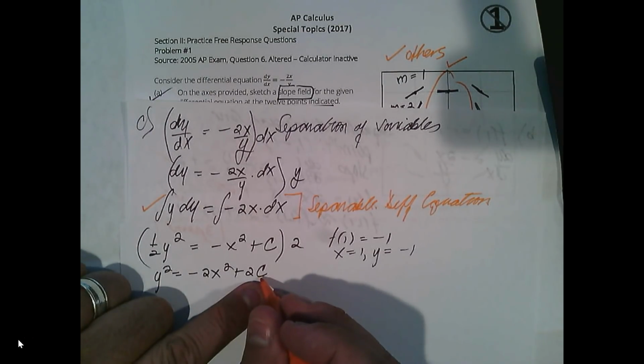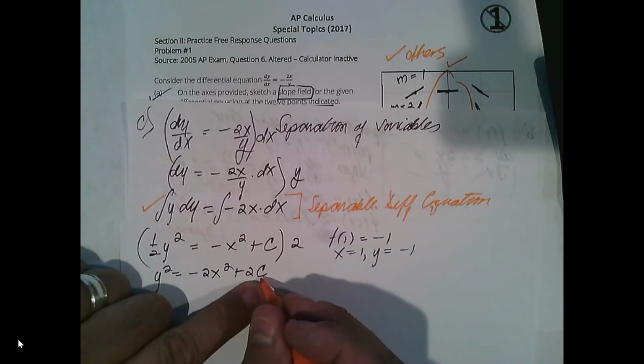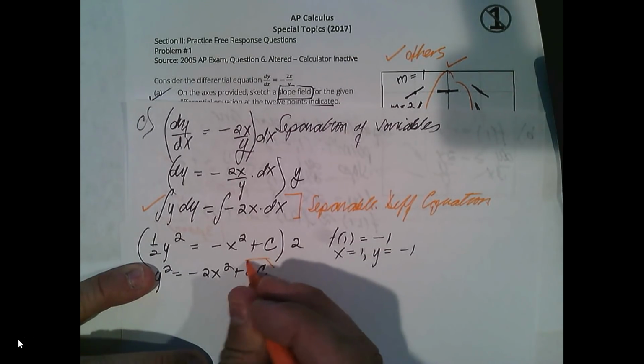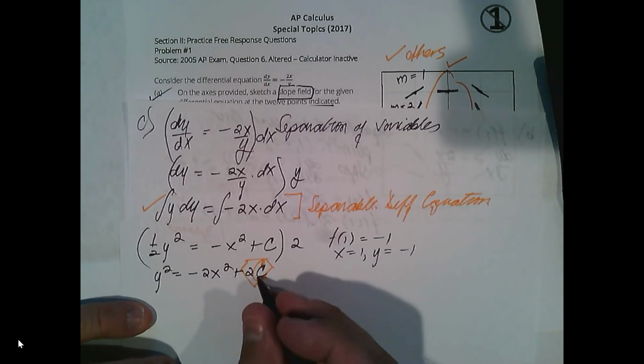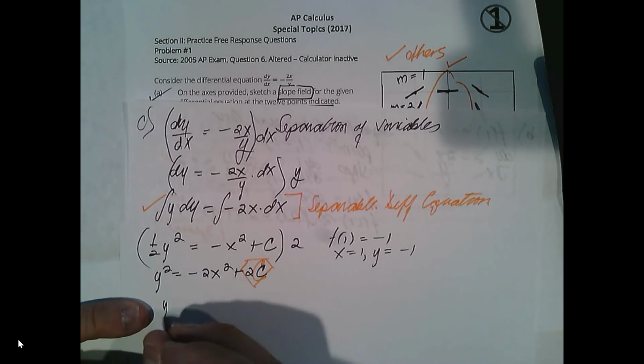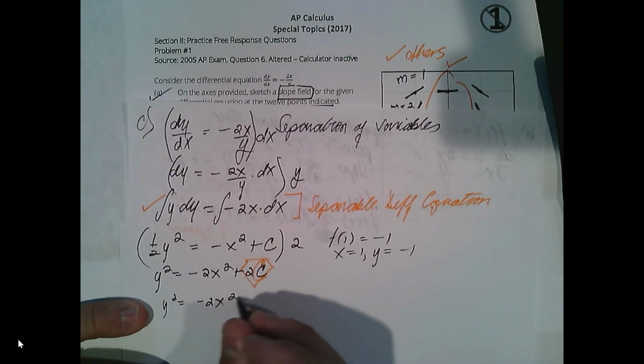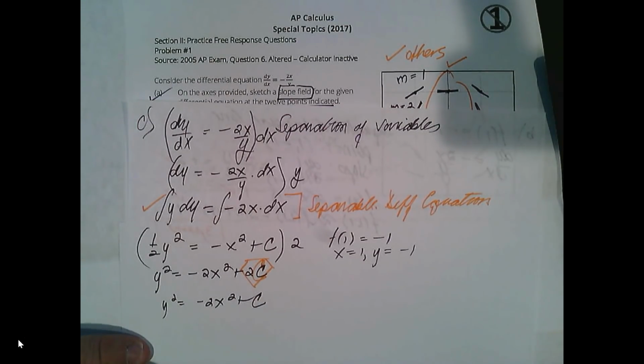Now, your constant of integration is a constant. You don't know what it is yet. And so I'm a big fan of this thing called Super Charlie. Super Charlie is just a replacement constant. Y squared equals negative 2x squared plus c.